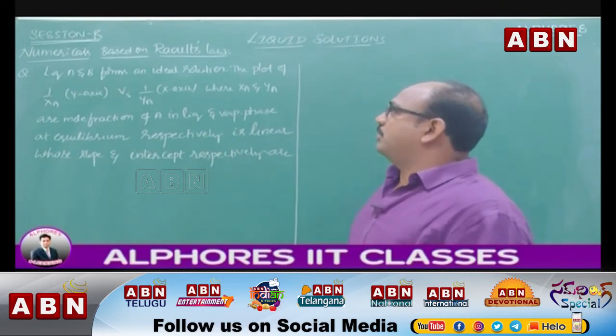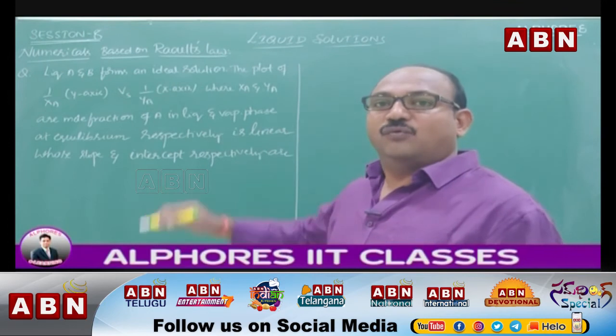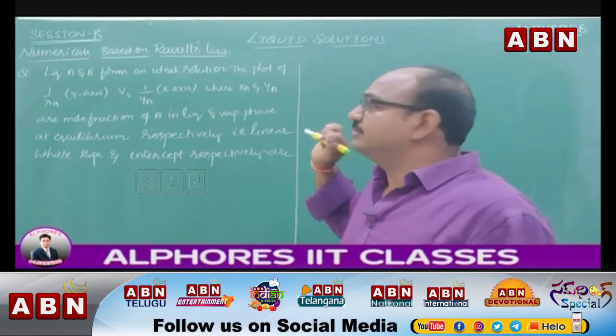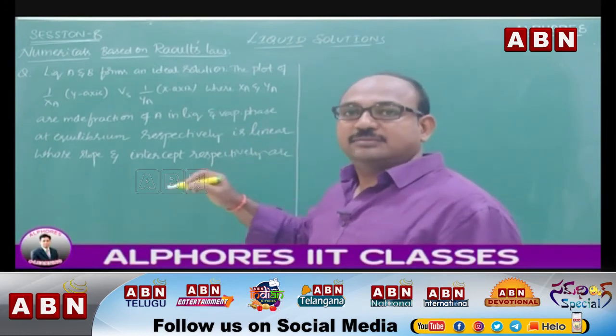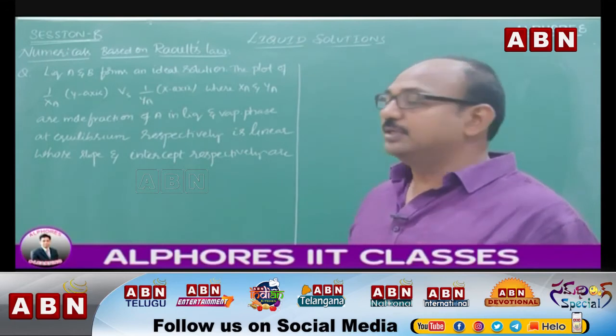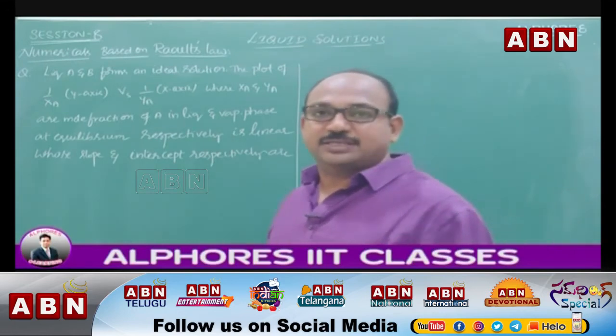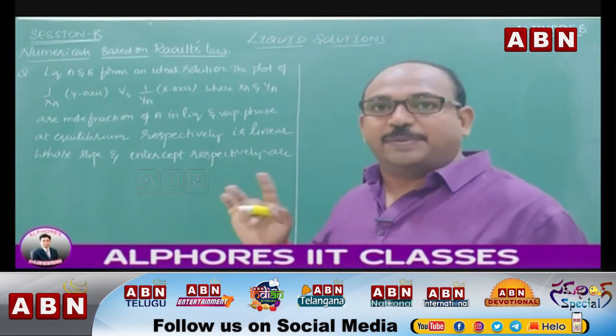Students, one more problem. Liquid A and B form an ideal solution. As we know, XA and XB are mole fractions in liquid state, and YA and YB are mole fractions in vapor state, right?